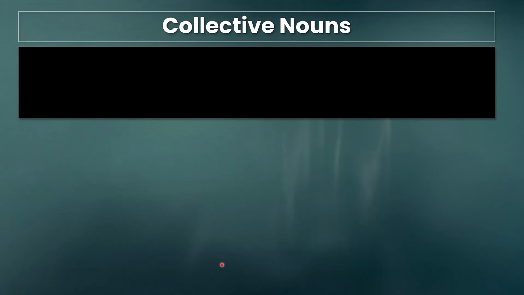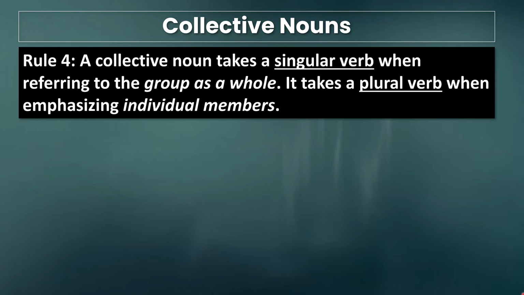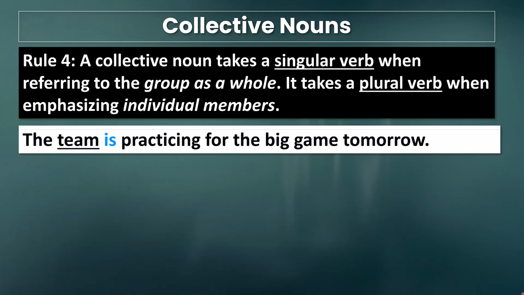Collective nouns. So rule number 4. A collective noun takes a singular verb when referring to the group as a whole. And sometimes it takes a plural verb, but only when emphasizing individual members. So let's look at some examples of collective nouns. The team is practicing for the big game tomorrow. Team is a collective noun.